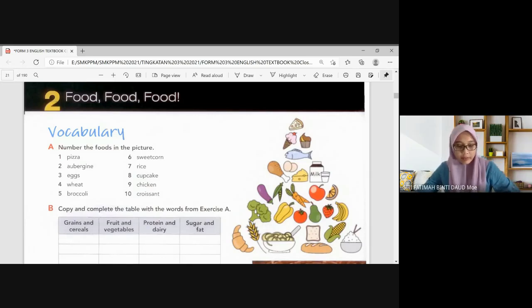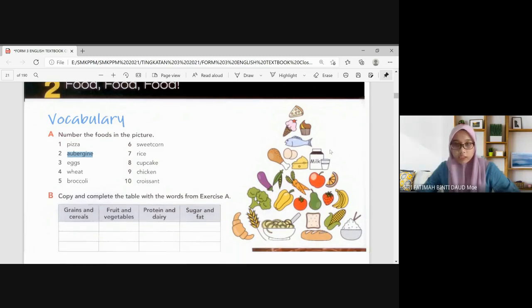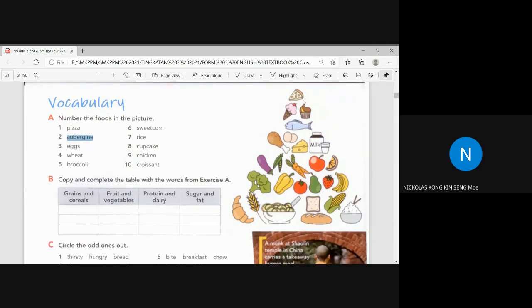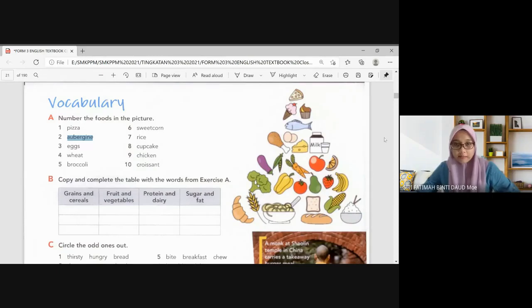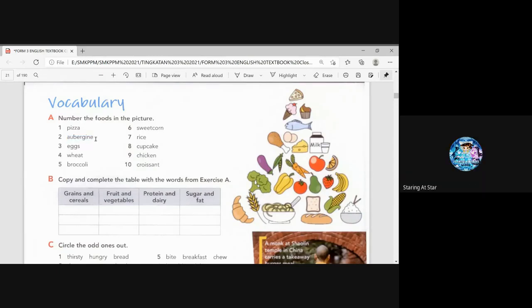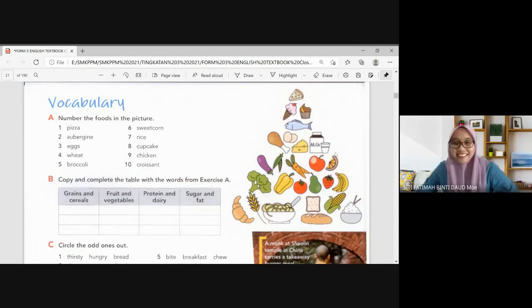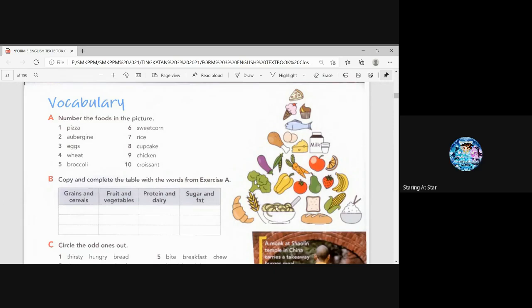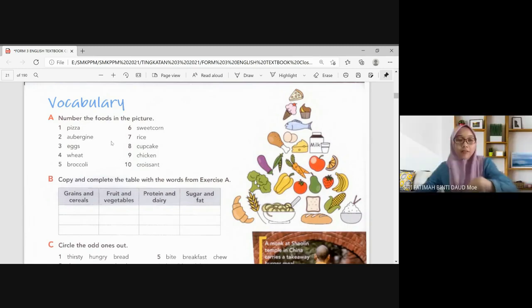Okay. What about aubergine? Where is aubergine in this picture? Anybody knows what is aubergine? Look at the picture still. Which one that you don't know? What is the name of it? It's a fruit. Aubergine. Okay, it's okay. We leave that first. What about eggs here?